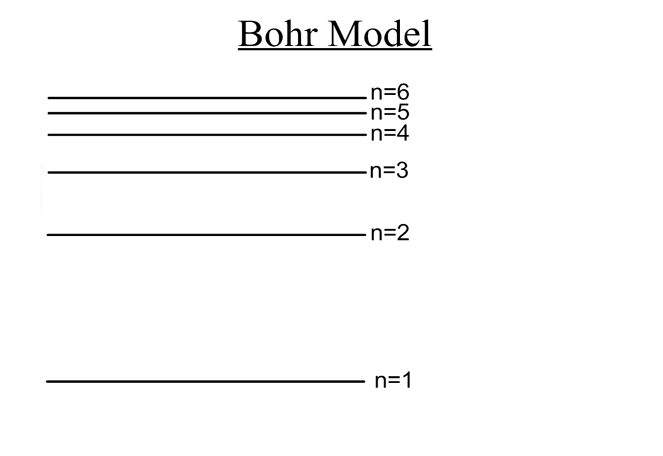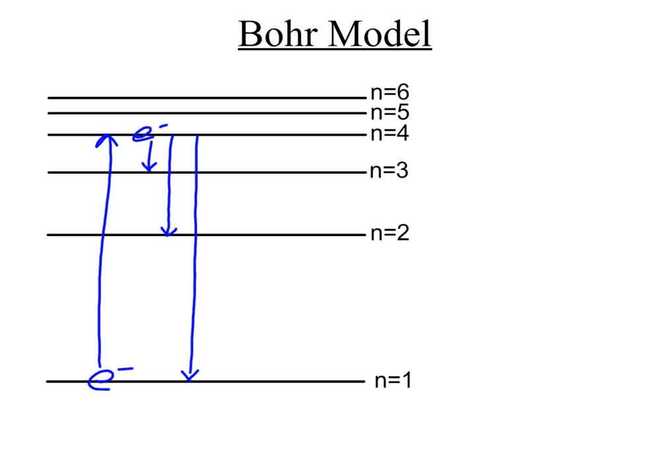If we think about it this way, if we start with an electron in its ground state, the lowest energy level, this would be for hydrogen. If we add energy to that, say we make it jump up to the fourth level, that electron in the excited state could drop down to the third level and release a photon of light of a particular wavelength. It could drop down to the second level and again release a slightly different amount of energy, or it could drop down to the first level.